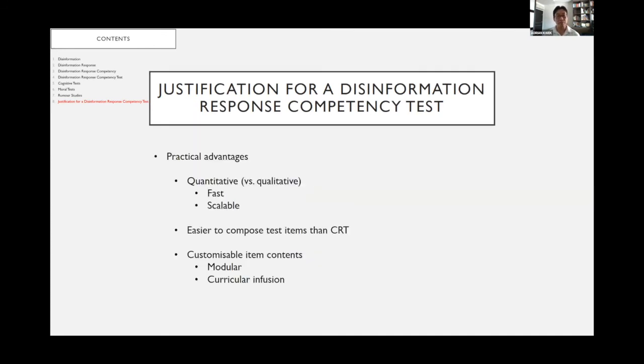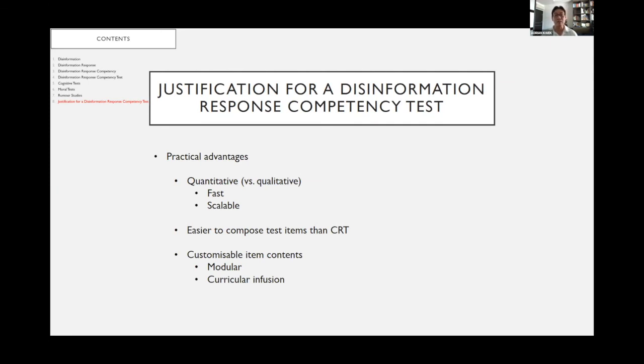The final slide I have here is practical advantages. First of all, it's quantitative versus qualitative. The data is all in the form of numbers, or it can be all in the form of numbers. You don't have qualitative responses that you need to code, so it's fast and it's scalable. It's also easier to compose the test items than the CRT. If you look at the example of the CRT on the CRT slide, you will see that it's actually quite difficult to come up with many such items.